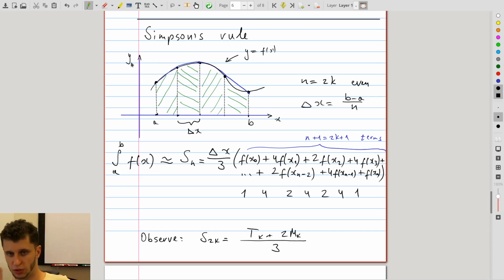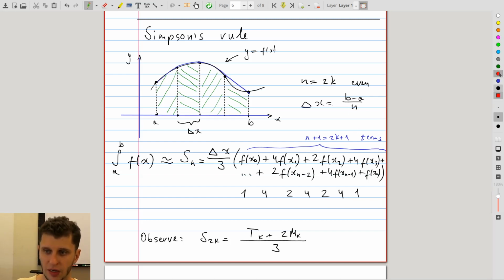But it should be kept in mind that Simpson's rule is only applicable when the number of subintervals is even. So it's 2 times some number k. It cannot be 7, it can only be 8 or 6, and so on. The reason for that is, for Simpson's rule, we need to group intervals in pairs. Specifically, we first consider the first pair of intervals, so these two here.